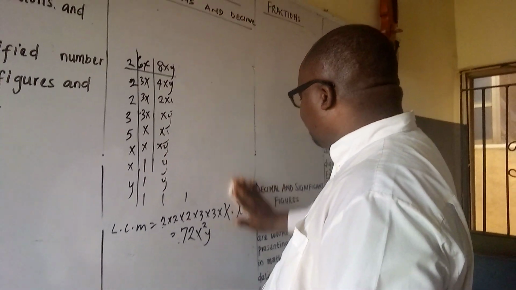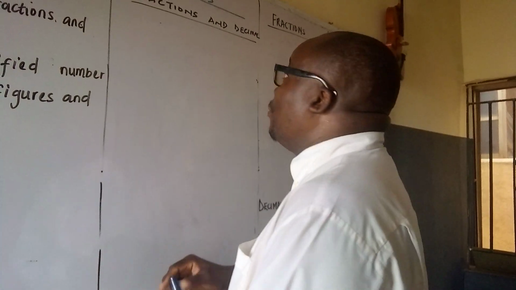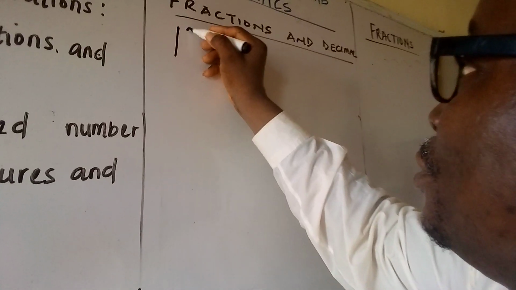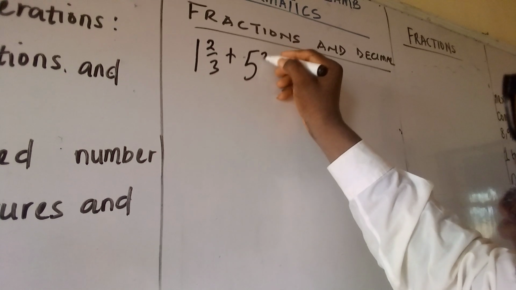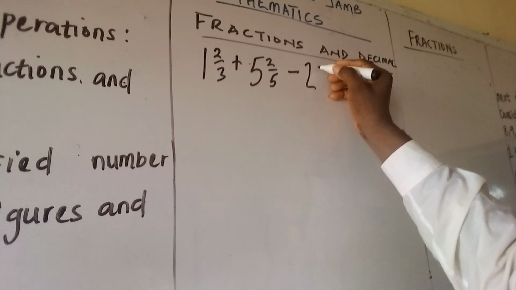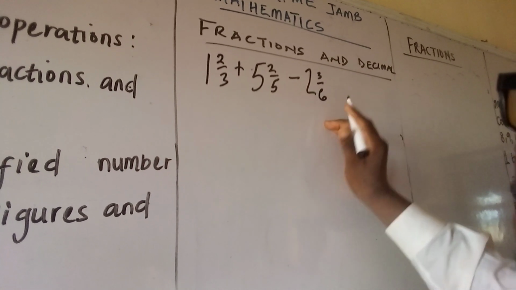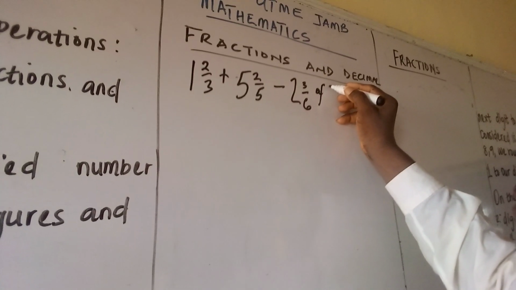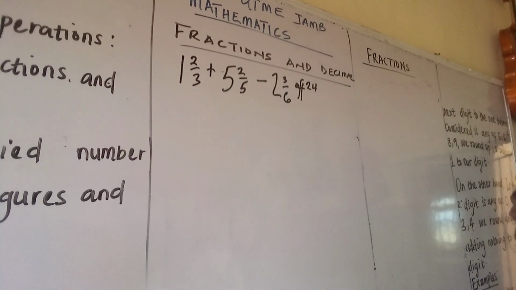All right. So having said that, let's look at other simple fractions. For instance, if I want to solve 1 whole number 2 over 3 plus 5 whole number 2 over 5 minus 2 whole number 3 over 6 of 24. How do I solve this operation?